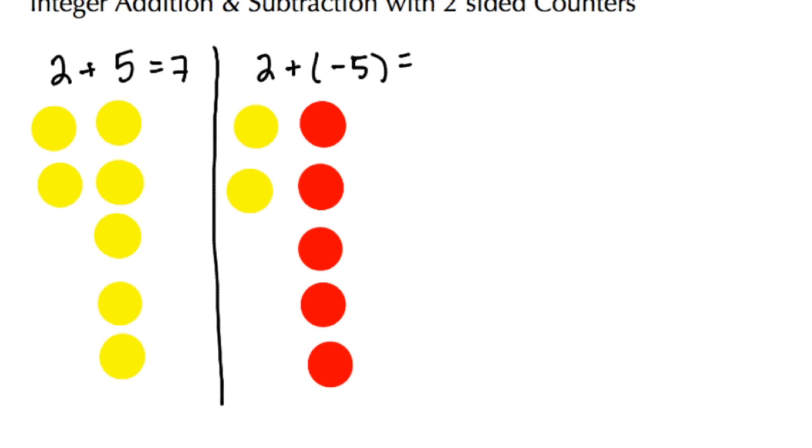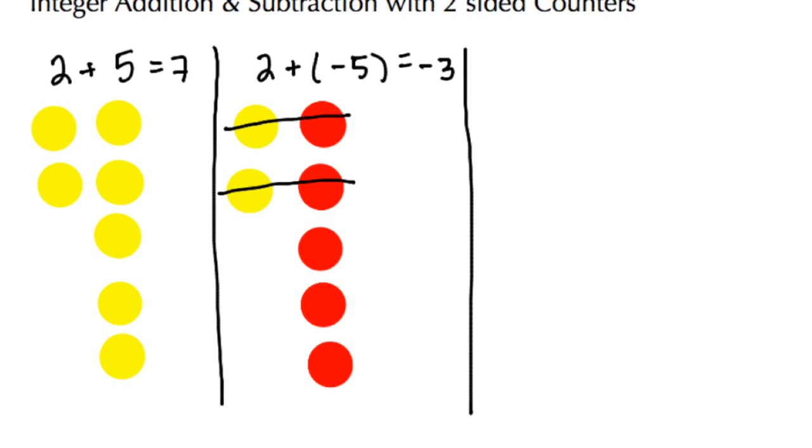And now notice we do have some zero pairs. I actually get to cancel or cross some things out. So these two cancel each other out, and these two cancel each other out, leaving me with 1, 2, 3, and notice the color is red, so it has to be a negative 3.